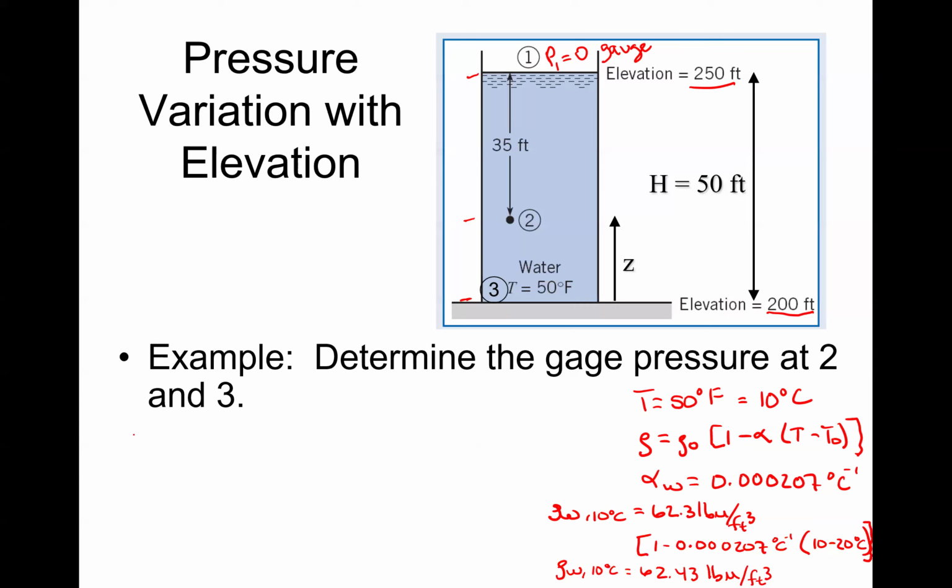Now that we have that density, I can say, well, P2 equals P1, and I'm going to add now rho g times 35 feet. And obviously, I can do the same for the next problem, just saying rho g times 50 feet. So I'm just going to do point 2.